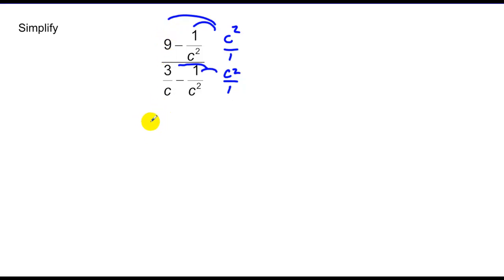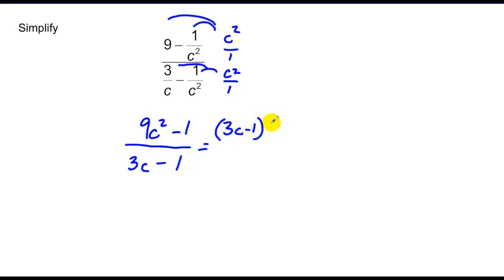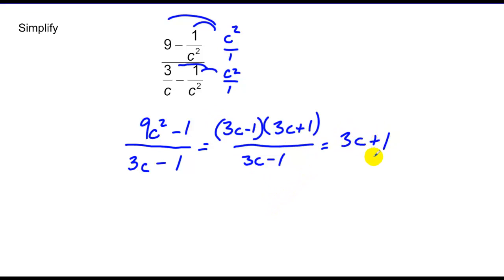In the numerator, I get 9c squared. The c squareds reduce in the second multiplication, minus 1 over c squared over c goes to a c, and c squared and c squared reduce to a 1. You'll notice perfect squares in the numerator, so that's 3c minus 1 multiplied by 3c plus 1 over 3c minus 1, which reduces common factors to 3c plus 1.